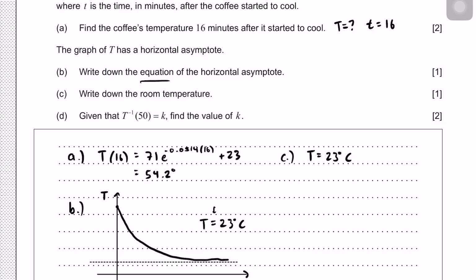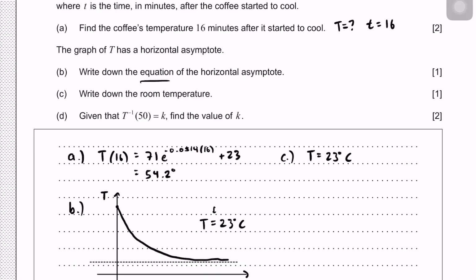Part D. Given that T inverse of 50 is equal to K, find the value of K. All right. So 2-mark question. Oftentimes students might be a little unfamiliar with inverse or intimidated by inverse, but it's not too bad. So with a function, we have inputs and outputs. Normally, for example, in this case, we have our input of 16, and then we found the output for our temperature. What an inverse does, it switches inputs and outputs. So here, this T inverse 50, all we're essentially asking is the output is 50, what was the input?